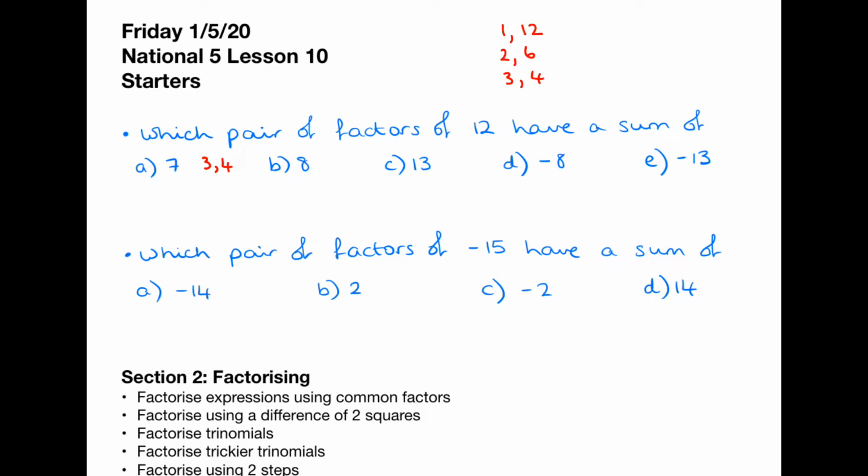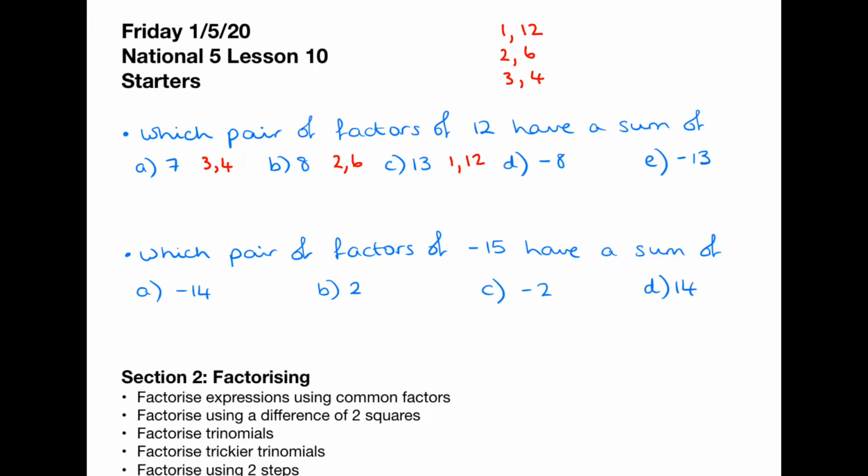Okay, which pair has a sum of 8? Well, that would be the middle one. 2 and 6 makes 8. And 13 is the top one, because 1 add 12 makes 13. Okay, so you might think we've got them all now, but look, which pair has a sum of negative 8?